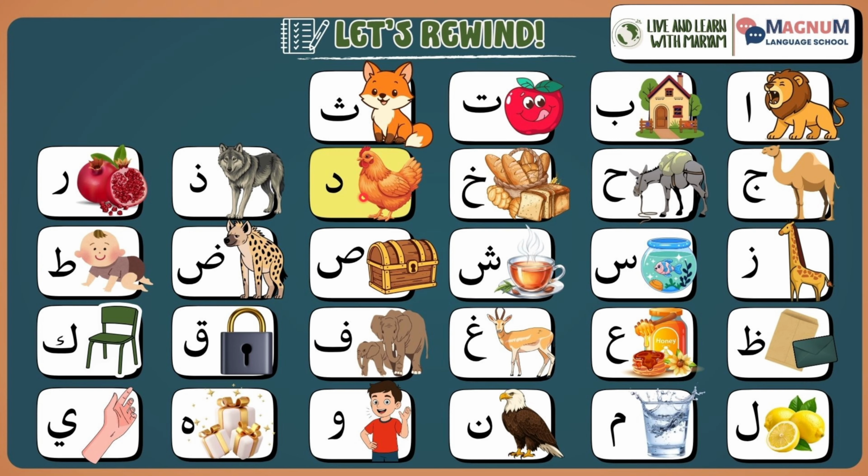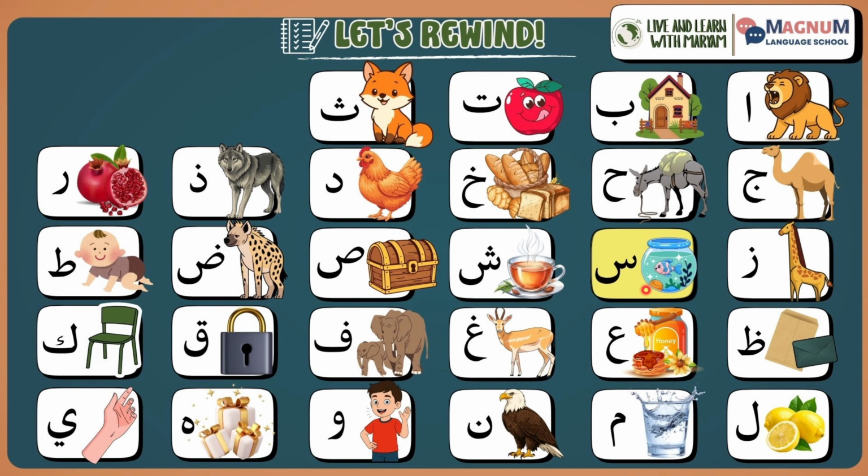Daal for Dajajatun means chicken. Dzaal for Dhi'bun means wolf. Ra for Rumanun means pomegranate. Zaa for Zarafatun means giraffe.